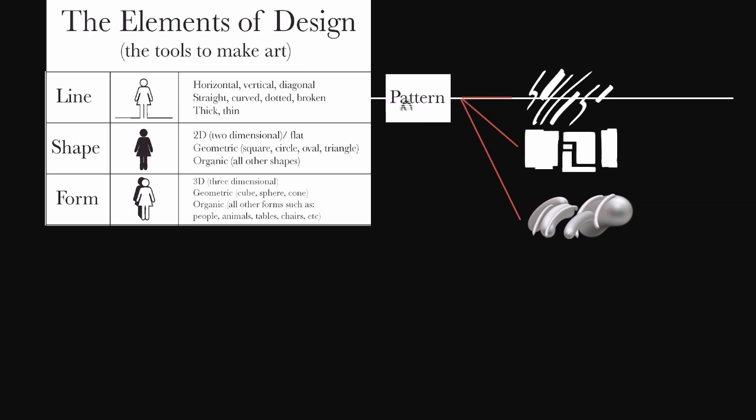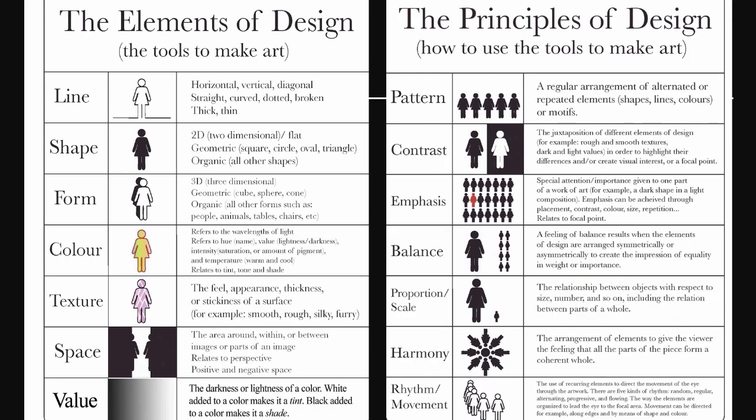So let's use them using the pattern, right? Here's, for example, a pattern of lines, a pattern of shapes, and then a pattern of form. So we can apply a different principle to all the various types of elements. And of course there's an infinite number of different ways to go about this. This is just one little minute example. So let's look at a few different artists that really can use these different elements and principles to their advantage.